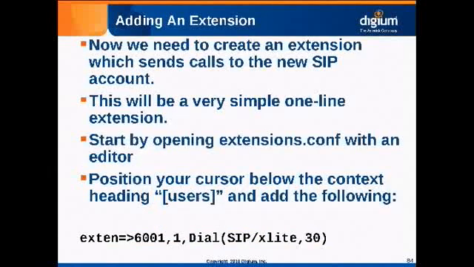and go to a section called users. So remember, sections are in square brackets. And add a line like the one at the bottom of that slide there. And that's saying create an extension. The extension number is 6001.